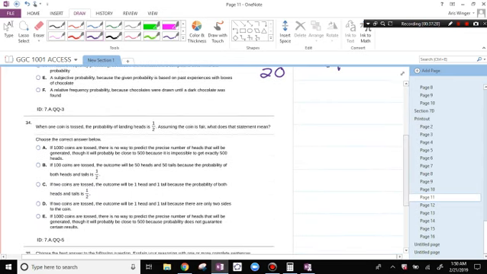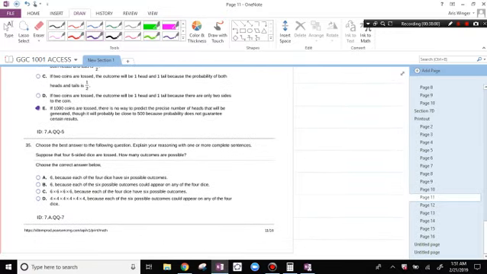When one coin is tossed, the probability of landing heads is 1/2, assuming the coin is fair. What does this statement really mean? It means that if you threw this coin 1,000 times, then you're going to get something close to 500. Not exactly 500, but something close. Right, so this one's close, but you can actually get 500. It's just unlikely.